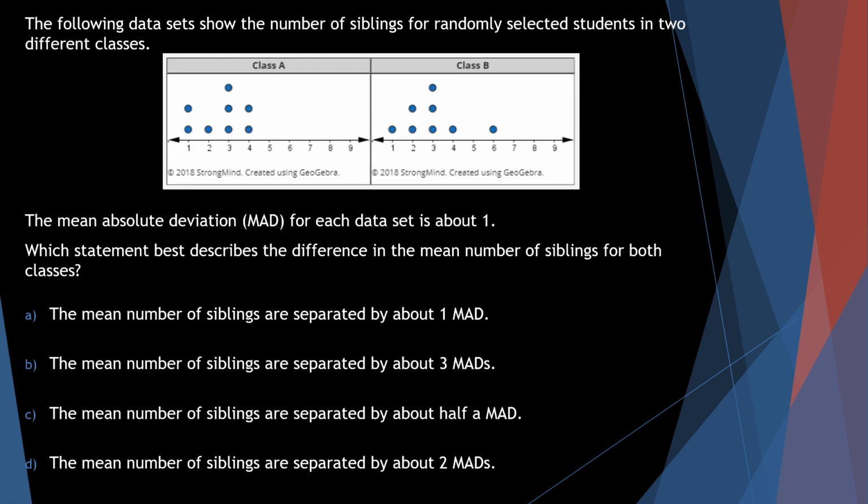Alright, so we want to know the mean absolute deviation for each, and it tells us that the mean absolute deviation for each data set is about 1. Which statement best describes the difference in the mean number of siblings for both classes? Okay, well, we know the mean absolute deviation is 1, which is great, but in order to figure out how far apart these actually are, we need to find the average of both of these.